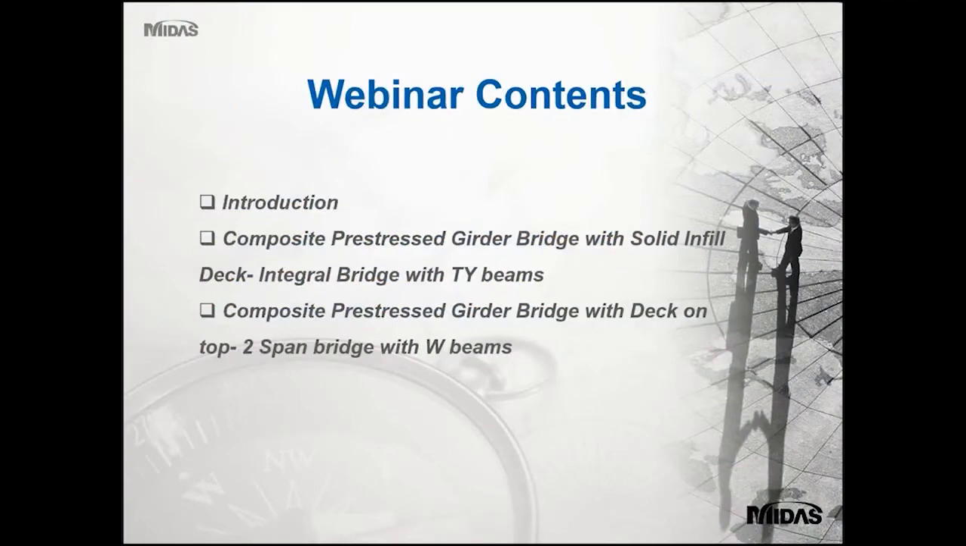Okay, so quickly going through the contents today, we'll be basically looking at two types of pre-stressed girder bridges. One of them is a solid infill deck type with TY beams. The in situ concrete will be poured between the gaps between the TY beams. And the second example is a traditional composite pre-stressed girder bridge with deck on top. We'll be using the W beams.